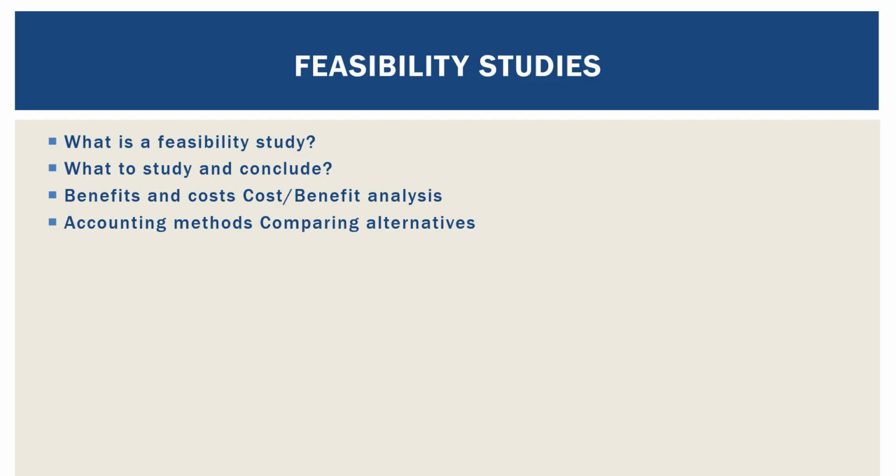So we need to understand for each feasibility category what it is that we are studying, and what conclusion has to be made after each and every feasibility study. Then we are going to be looking at benefit and cost analysis, or cost and benefit analysis, then other accounting methods for comparing alternatives. Of course, if we're talking of the CBA, cost and benefit analysis, and the other accounting methods, then we will be doing what we call economic feasibility. So let's dig deep into today's business.